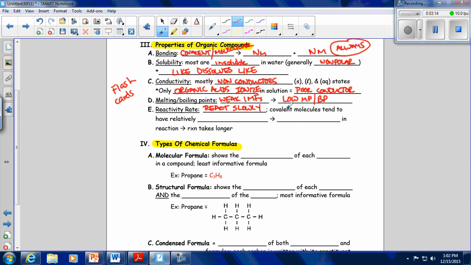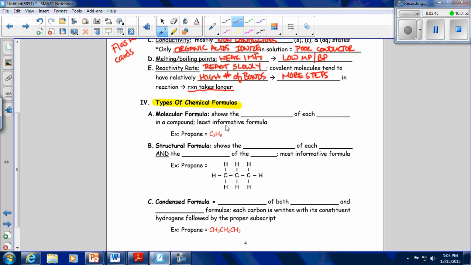Covalent molecules tend to have a relatively high number of bonds, meaning that there are many more steps necessary for these bonds to be broken in order for the chemical reaction to go to completion. Therefore, the reaction takes much longer to complete. All right, so just a few properties there to keep in mind.